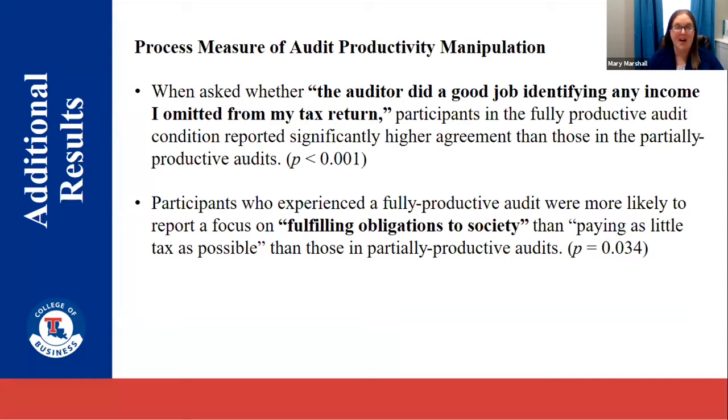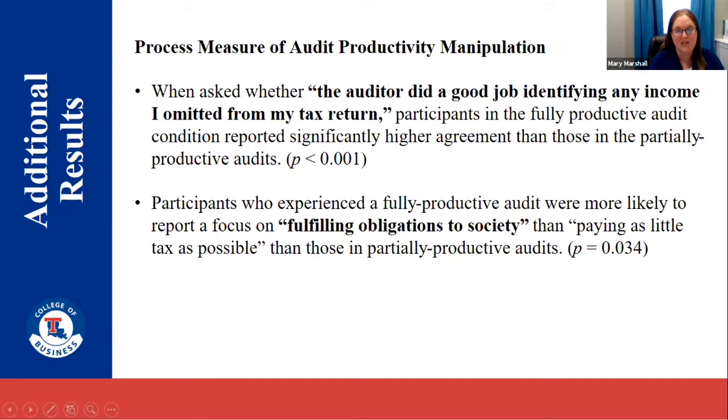We didn't say, hey, the auditor didn't find everything, because in that case, we'd keep looking, and eventually we would. If we were able to take the tax gap and figure out which portion of that gap applied to a specific taxpayer, it wouldn't be part of the tax gap anymore. Instead, we showed the results of the audit and indicated how much additional income the auditor determined should have been reported. And for those in the partially productive audits, that number was just smaller than what was really omitted. When we asked participants whether the auditor did a good job identifying the income, those in the fully productive audits were significantly more likely to agree that the auditor did a good job finding omitted income.